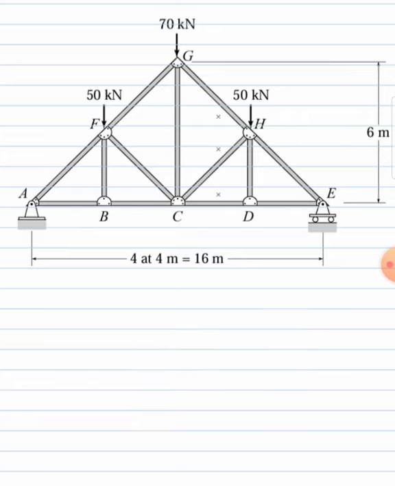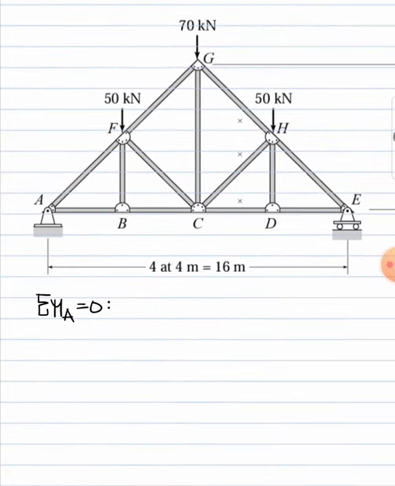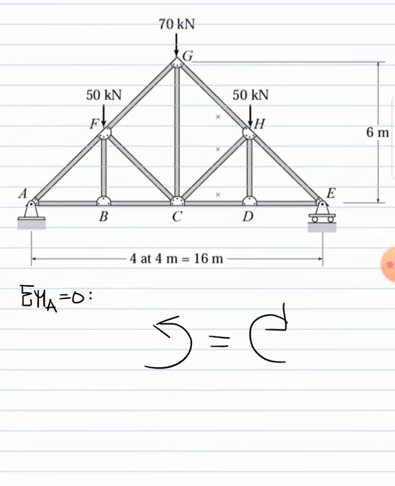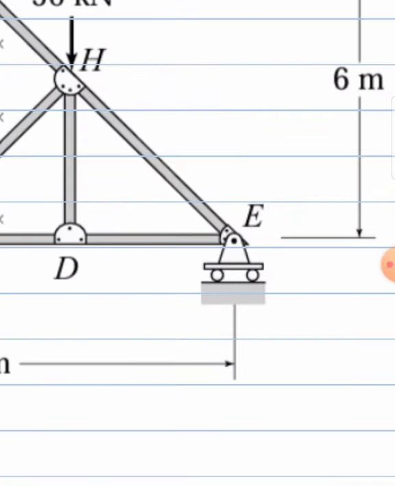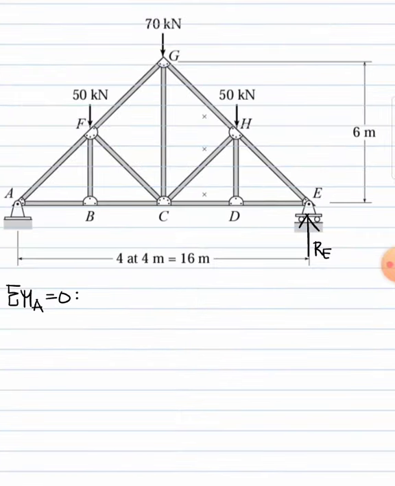So now, if we sum all the moments at A, considering the free body diagram of the whole truss, we will have the sum of the moments at A equals 0. In other words, all the counterclockwise moments should be equal to all the clockwise moments. So what are the forces that cause counterclockwise moments here? As you can see, it's only the vertical reaction at E.